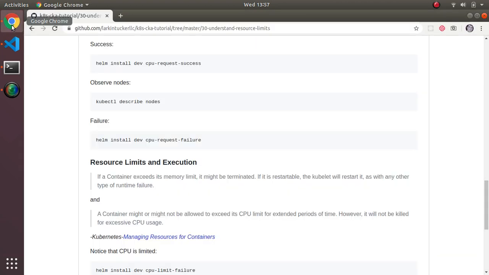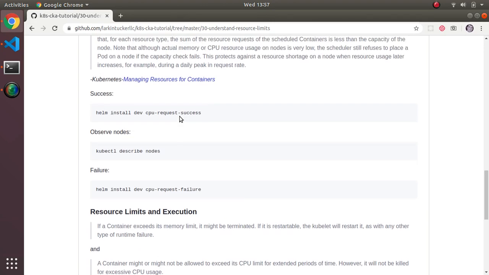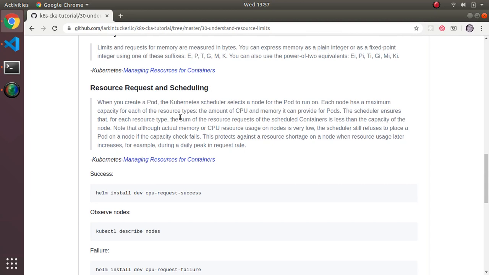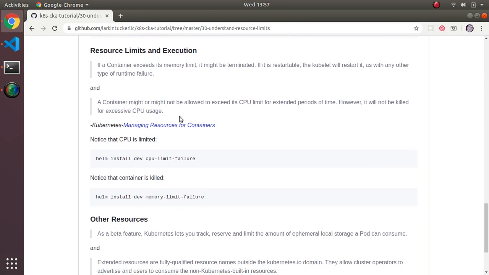Okay, so that's pretty much all there is to resource requests and the scheduling process. Now we'll look at limits. Assuming the pod gets scheduled, while it's running you can put limits on what happens if it starts to exceed limits.